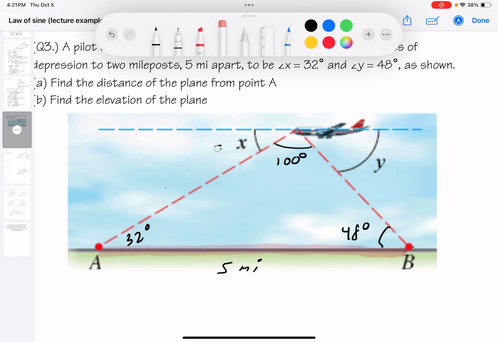And I'm going to erase this. I don't need it anymore. I got my triangle over there. Now, I have to read the question, though. Find the distance the plane is from point A.